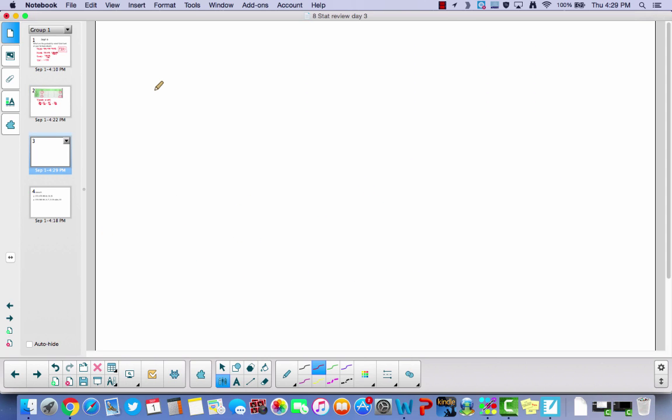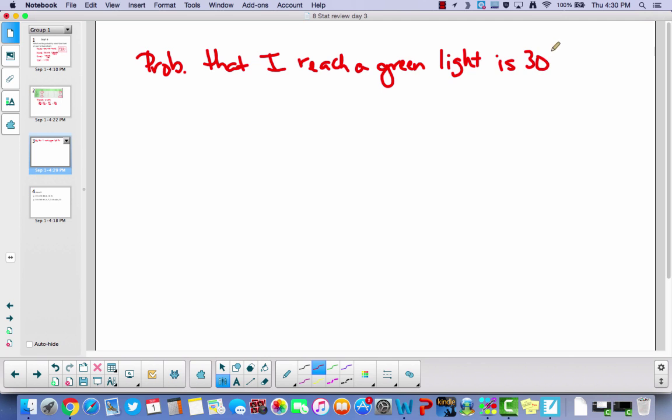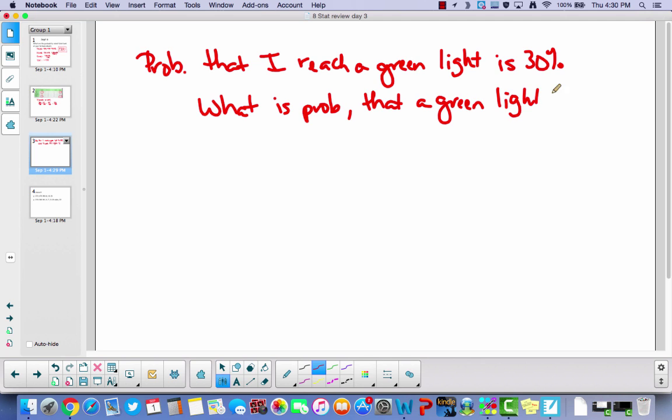All right, another example. Let's say that the probability that I reach a green light is 30%. What is the probability that I get a green light two days in a row?